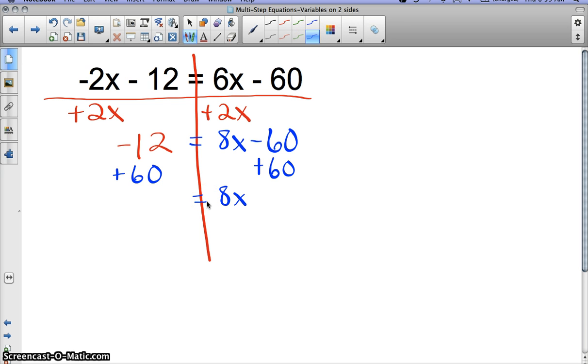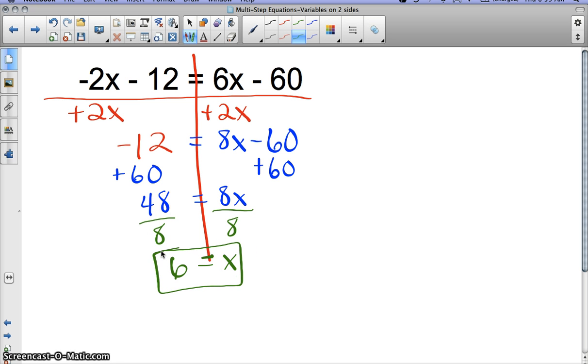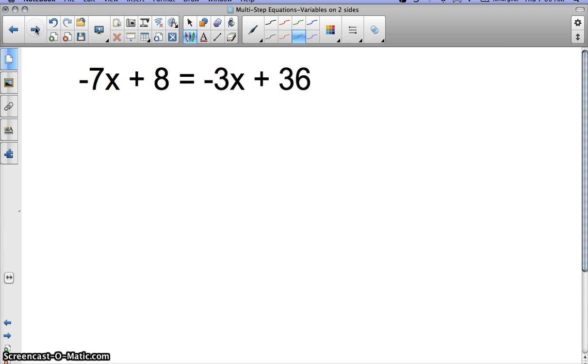So we end up with 8x is equal to 48. Because remember, when we add a negative and a positive, we subtract the two numbers and take the sign from the larger. So 60 minus 12 gives me 48. 60 is a large number, so we take the positive sign. And lastly, divide both sides by 8, and x is equal to 6. It's really not that bad once you get used to just moving your variables, just like you got used to moving your numbers from one side of the equation to the other, by either adding or subtracting, and sometimes multiplying or dividing.